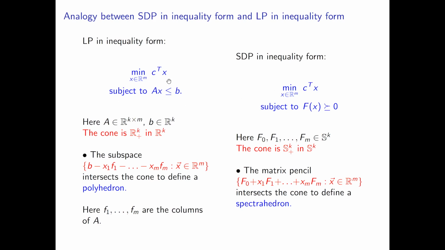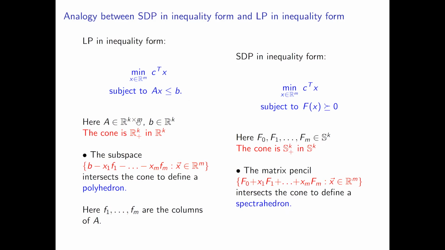The constraint in a linear program in inequality form is that some inequalities need to be satisfied of this sort. Here our constraint is that some matrix needs to be positive semi-definite. We just discussed the right-hand side. We said that there is a cone in the space of symmetric matrices, which is the cone of positive semi-definite matrices, and we are considering the intersection of a matrix pencil with the cone.